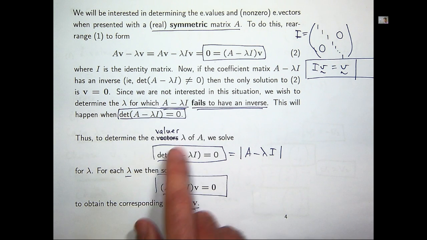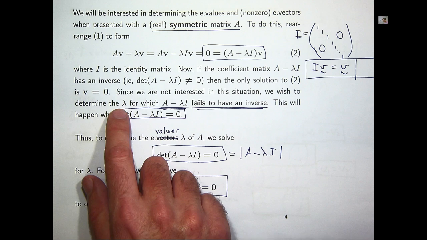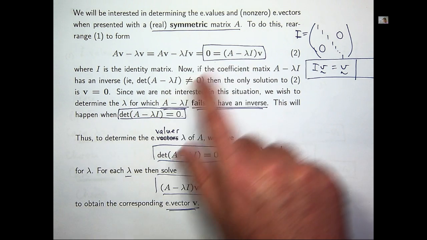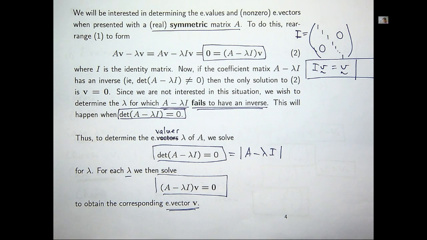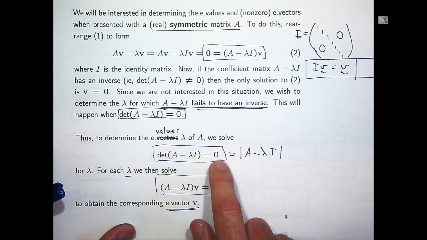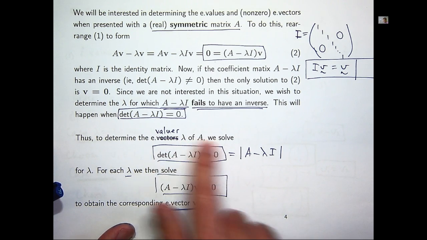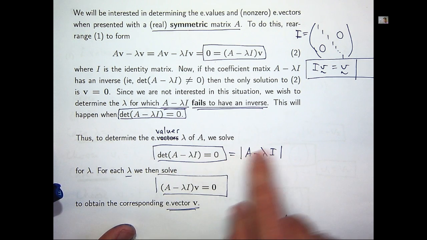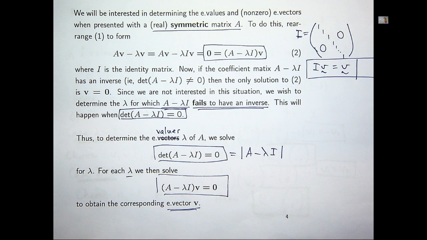So what we do is flip it on its head, and we wish to determine the values of lambda for which this coefficient matrix fails to have an inverse, which will happen when the determinant is 0. So to determine the eigenvalues, lambda, of A, we solve this equation here. Instead of writing out det for determinant, sometimes I just put these vertical lines in. Of course, it's not absolute values because these are matrices, but it's usually clear from the context what's going on.